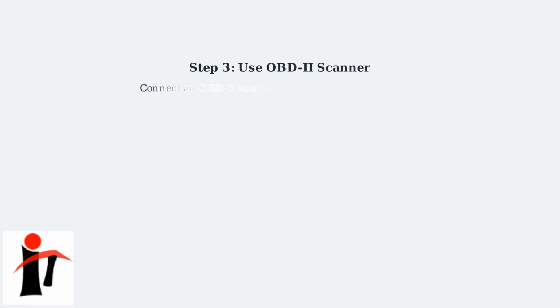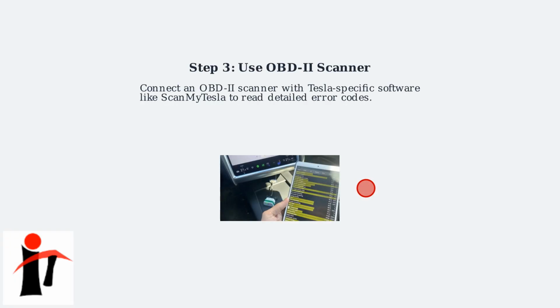For more detailed diagnostics, use an OBD2 scanner equipped with Tesla-specific software, such as Scan My Tesla. Plug it into the vehicle's OBD port and read the error codes. This tool provides in-depth information about inverter faults, helping to pinpoint the exact issue. Always follow safety guidelines when working with vehicle electronics.